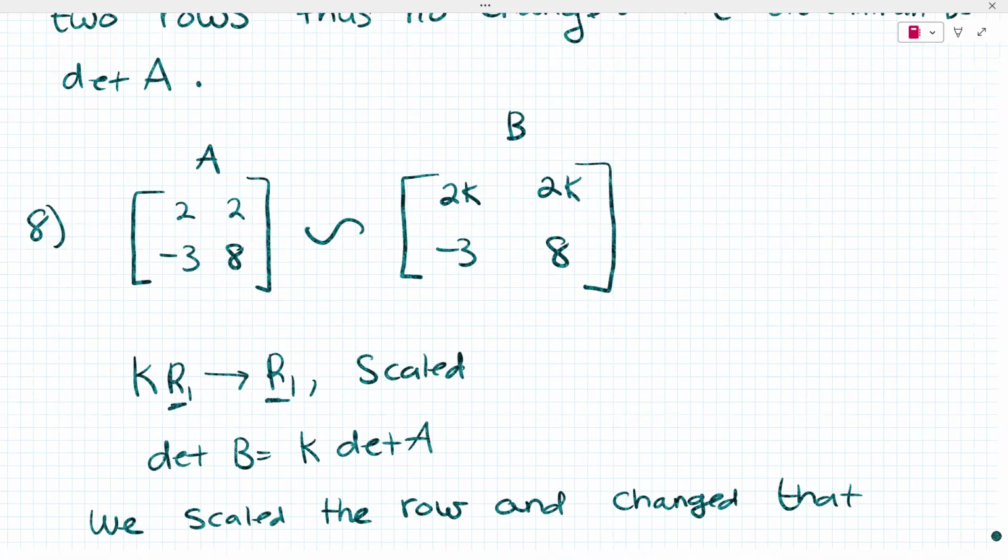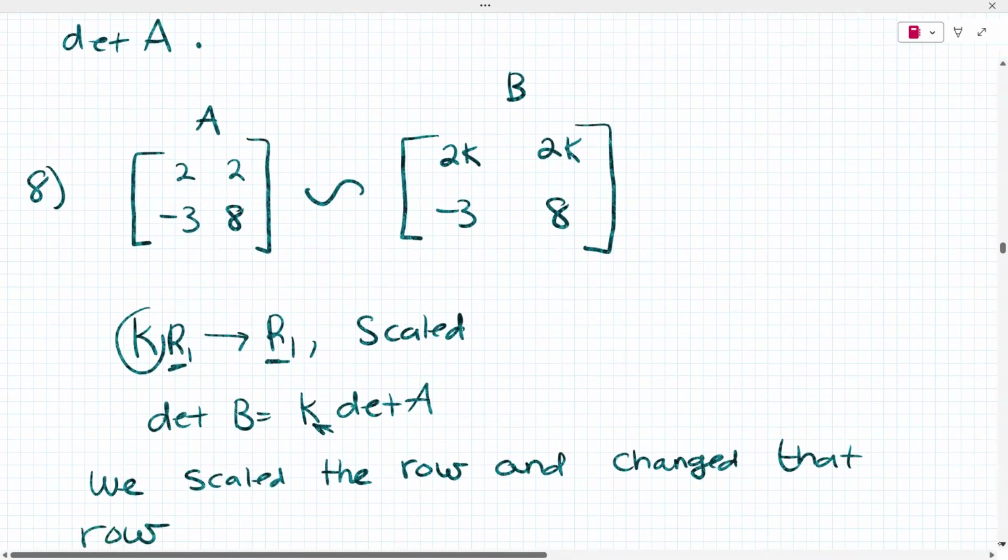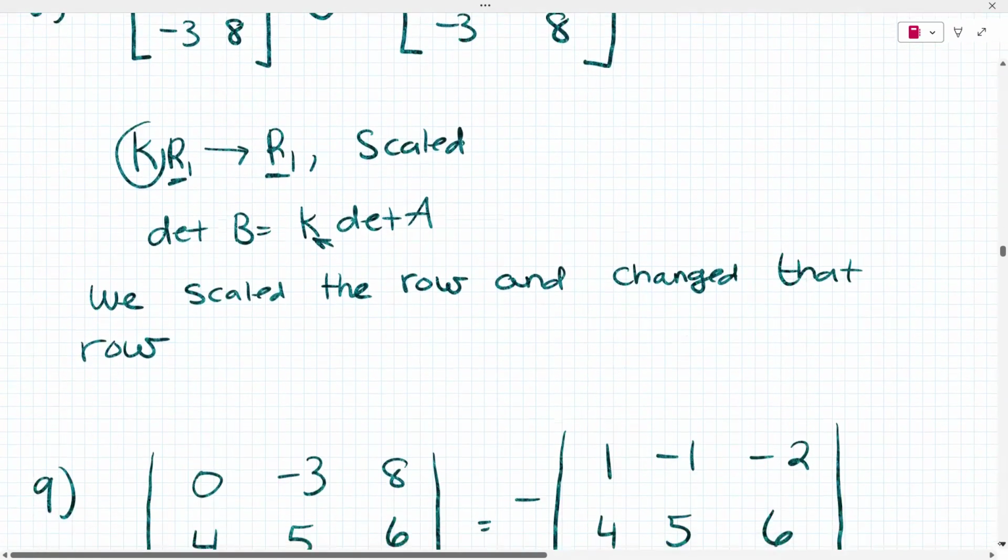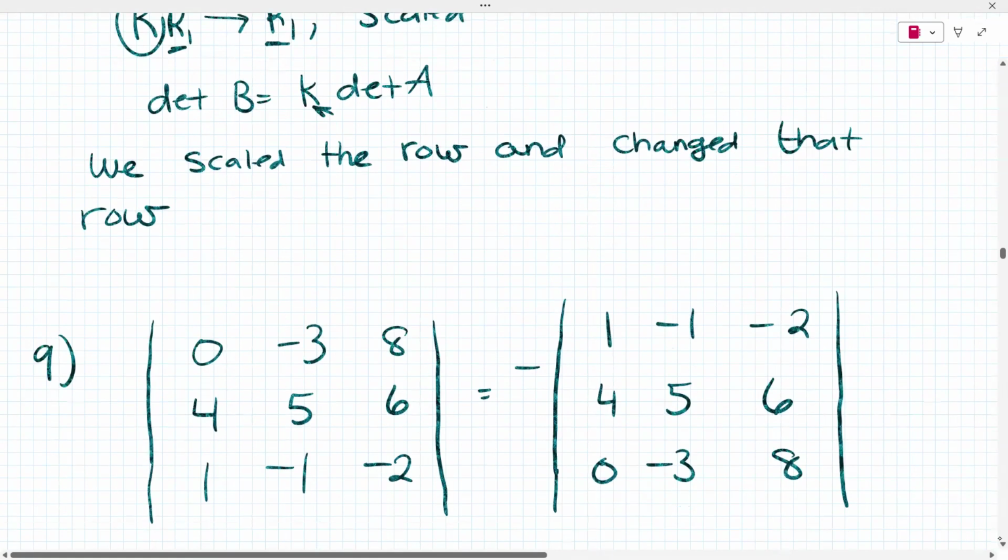So this does change a bit. Determinant B is equal to K times determinant A. So yes, determinant B is equal to the scalar of row 1. Whatever this number is, that's your K value. So we scale the row and change that row. So yeah, okay.